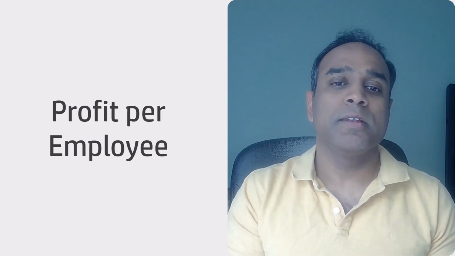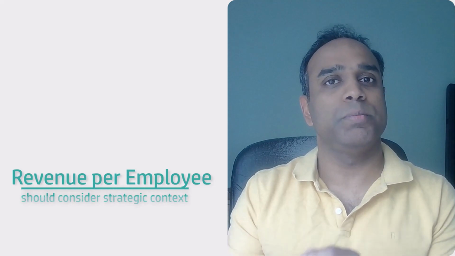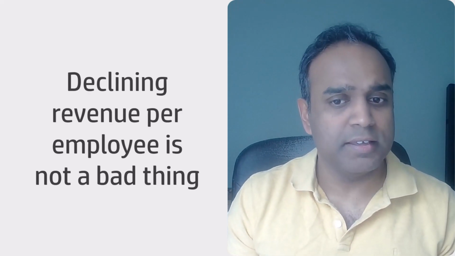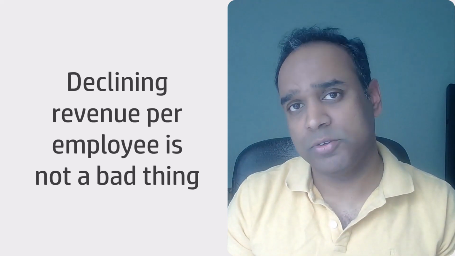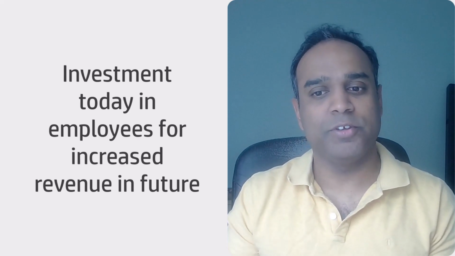Number 2, consider the company's strategy when you're making any conclusions or inferences based on the revenue per employee metric. So when you compare the annual trend of revenue per employee year over year for any company, you must also consider the company's strategy in context. Reduced revenue per employee is not necessarily a bad thing. For example, you invest more money into your employees to drive revenue growth in the future by developing new products and services. So you need to invest first before you can see the revenue in the future.